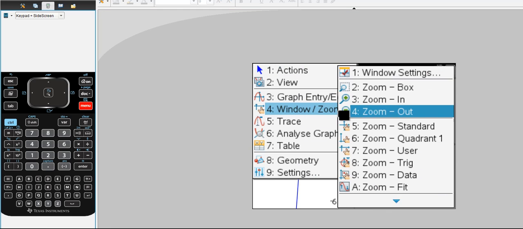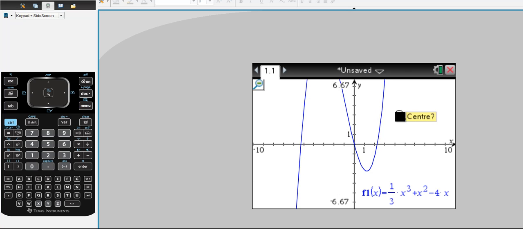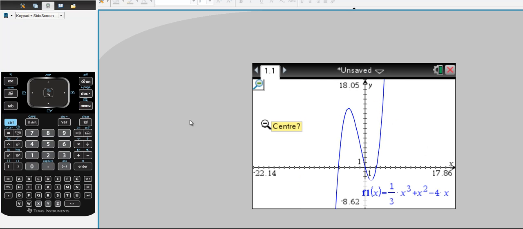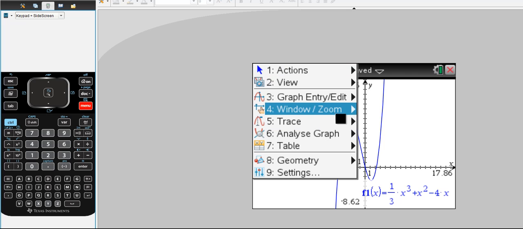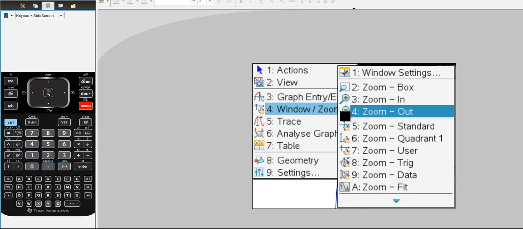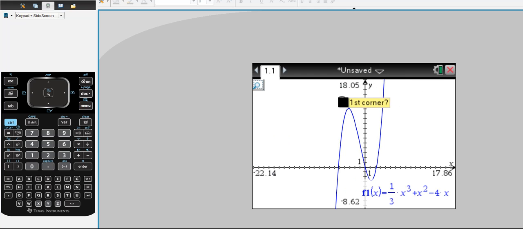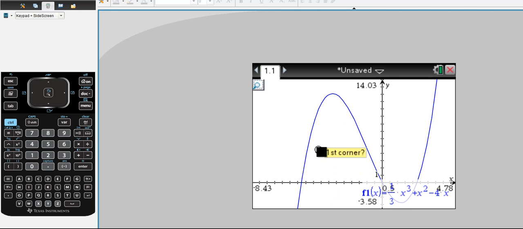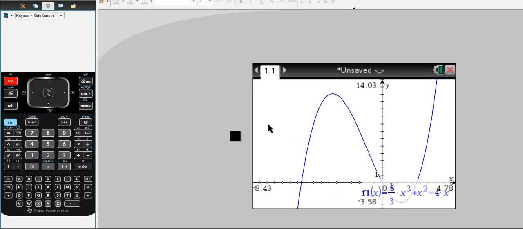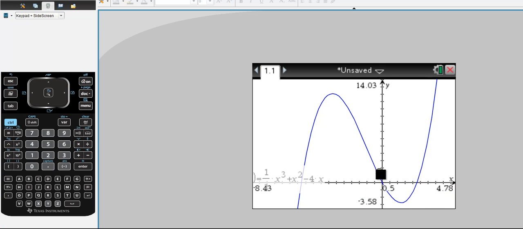Menu, zoom out. I'll click around here and then I can do it again. Zoom box, I click somewhere here and then x is 4, so I include the minimum. Good, now I click escape, go out of zoom mode, and can move this out of the way, maybe here.